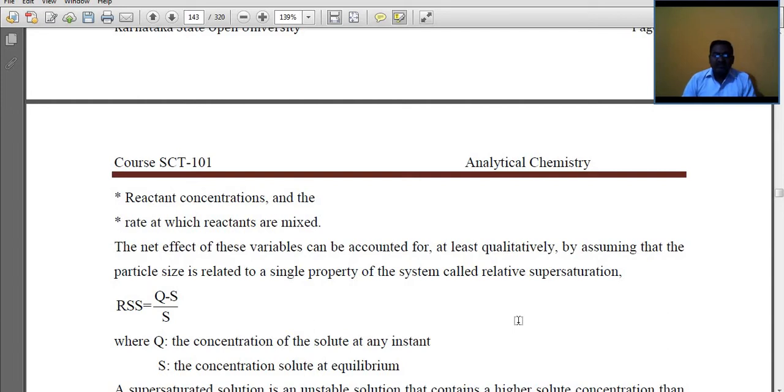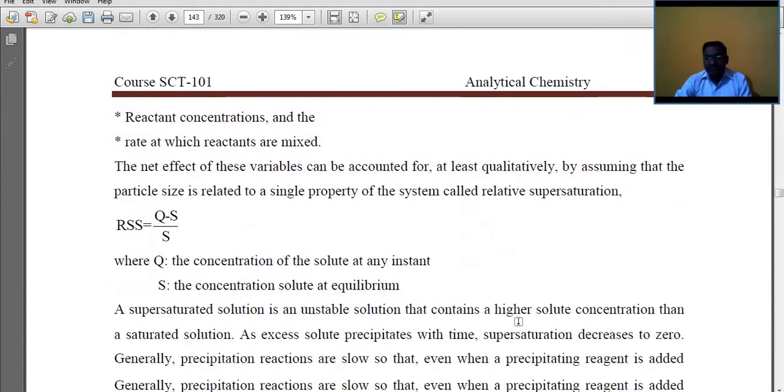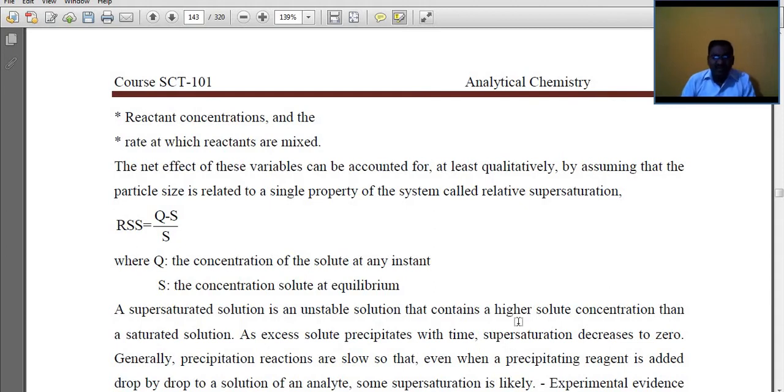The net effect of these variables can be accounted for, at least quantitatively, by assuming that the particle size is related to a single property of the systems called relative supersaturation. Here, relative supersaturation is equal to (Q minus S) divided by S. Q is the concentration of the solute at any instant. S is the concentration of solute at equilibrium.